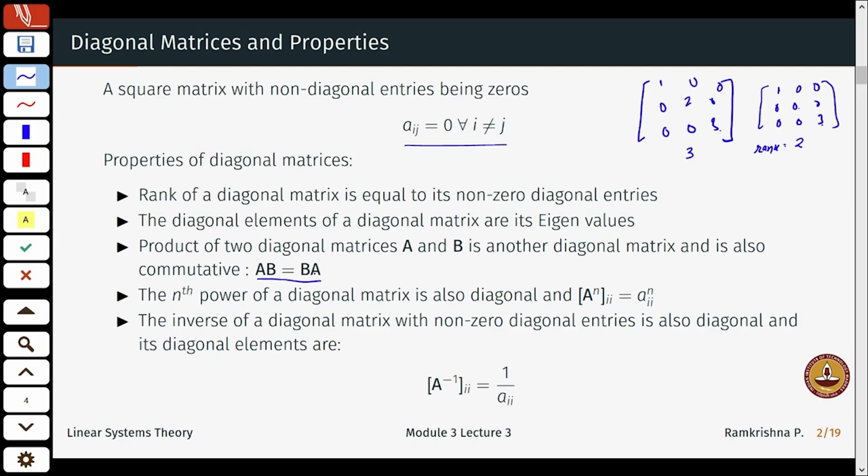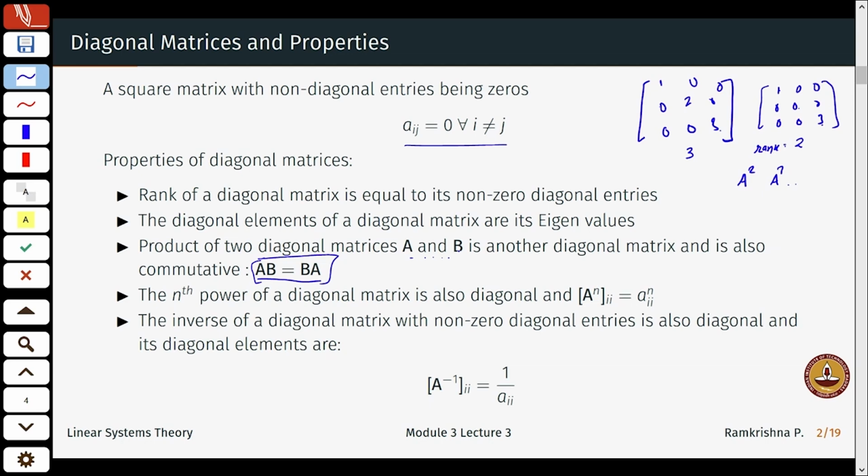Commutative essentially means that if I take A and multiply by B, that is equal to what I get if I flip the order and multiply B by A. This is not always true for general matrices. It is a trivial exercise to verify that A times B for a matrix is not necessarily equal to B times A. So, if I take a diagonal matrix A, well, A square will also be diagonal, A cube will also be diagonal, and so on.